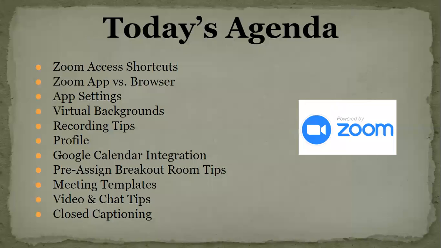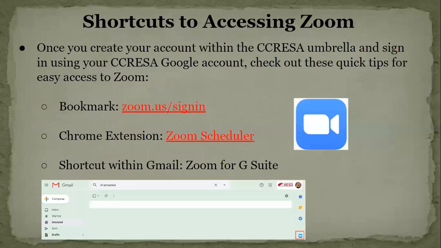So anyway, for today's content, I'm going to cover some tips and tricks kind of across the board. We're going to talk about some shortcuts to accessing Zoom. We're going to talk about the differences between the app versus the browser. I'm going to get into some setting features and talk about the fun virtual backgrounds you can use, give you some recording tips, change your profile picture, talk about Google Calendar integration, which is such a time saver, give you some tips for breakout rooms, meeting templates, video and chat tips, and then lastly, closed captioning tools. So let's begin.